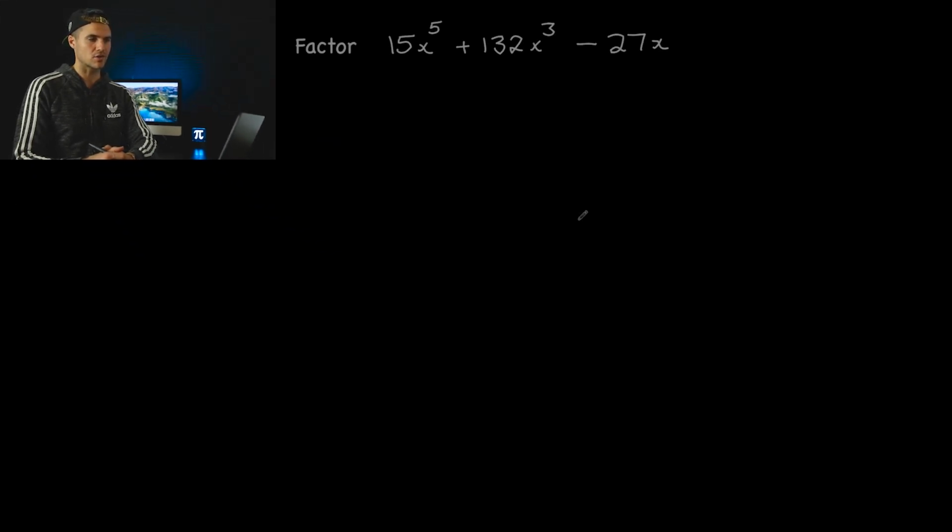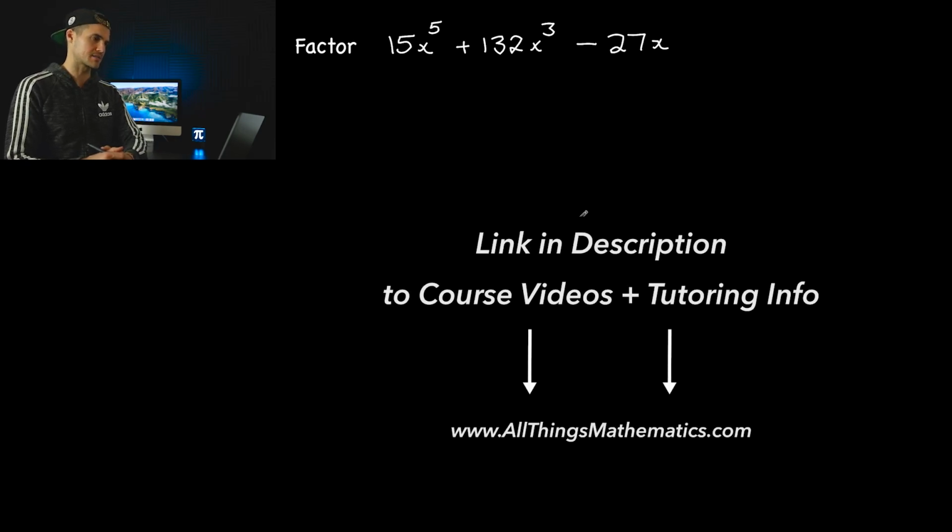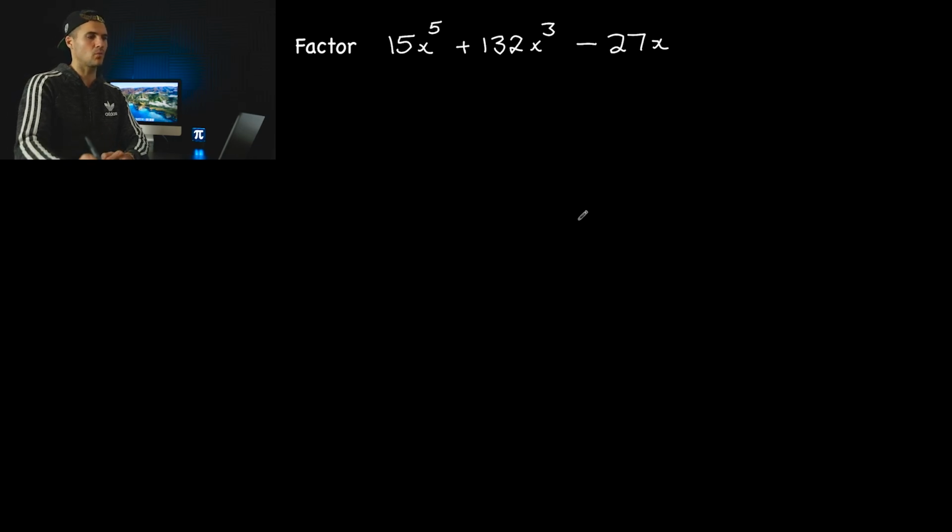Moving on to the next example. Here we have to factor this expression: 15x to the 5 plus 132x cubed minus 27x. So always with factoring, what is the first thing we check? Can we take out a greatest common factor?